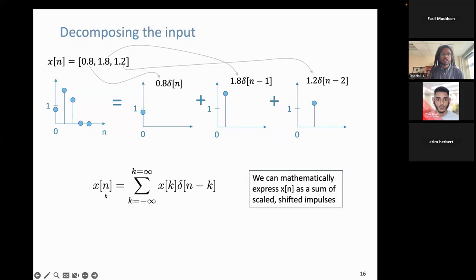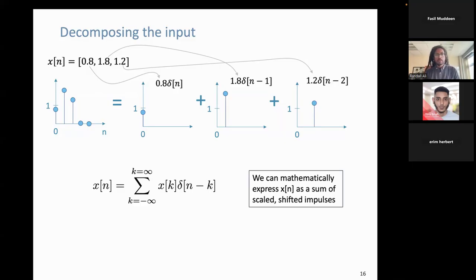I can say x of n is equal to the summation from k equals minus infinity to infinity of x of k multiplied by delta of n minus k. This is just how we can write each of these terms. You can substitute the values of k, and each of these terms would correspond to one of these terms here. So I can write x of n as a sum of scaled, shifted impulses, where the scaling is given by this particular value x of k, and k here also tells you the value of the shift.